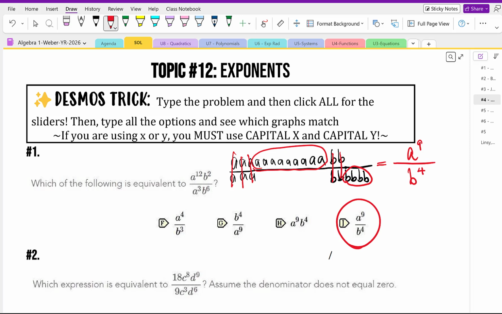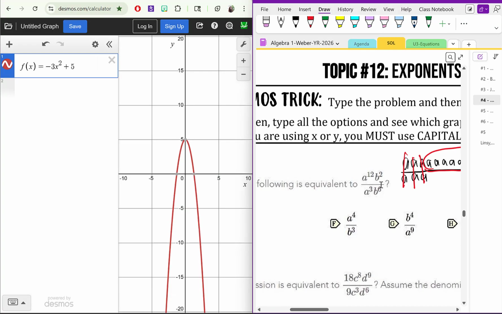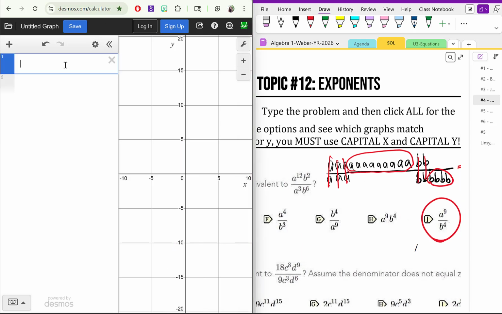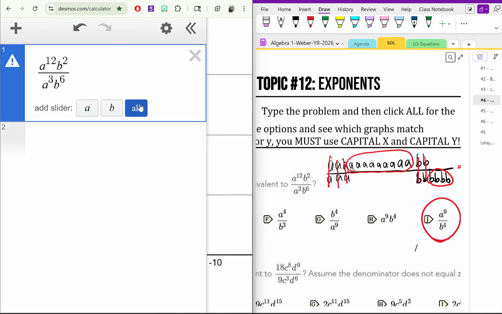Now, let's say that it's the state test and you don't remember how to do this by hand. There is a way you can do it in the calculator. It does take more time because you need to type everything in. So, first you're going to always type the original problem. So we click division first, then A12, B2, A3, B6. Okay, once you type this in, you need to click all.